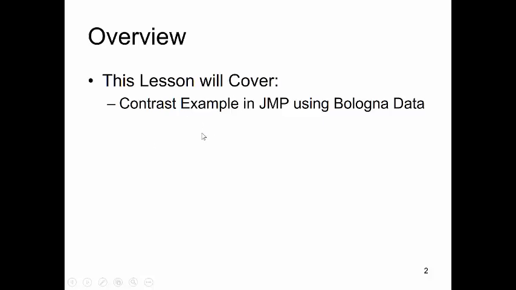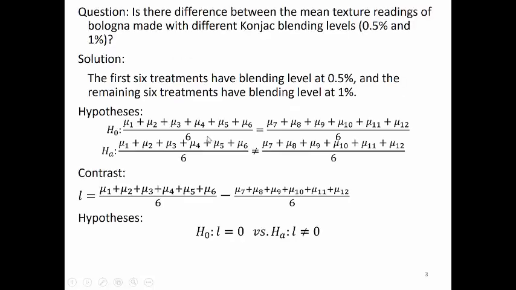In this lesson, we'll talk about the contrast example that we did in the previous lesson, but I'm going to show you how you can get the same results in JMP rather than calculating by hand. So again, this is the contrast example in JMP. The question was, is there a difference between the mean texture readings of bologna made with different cognac blending levels? So we're going to compare the 0.5% to the 1%.